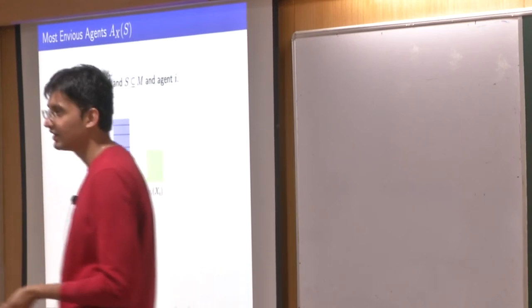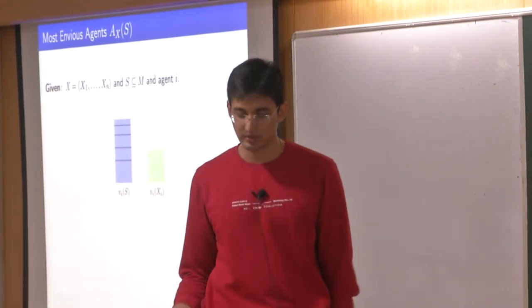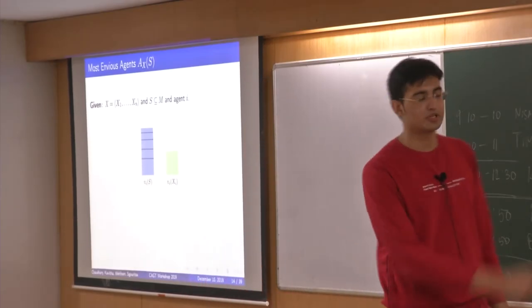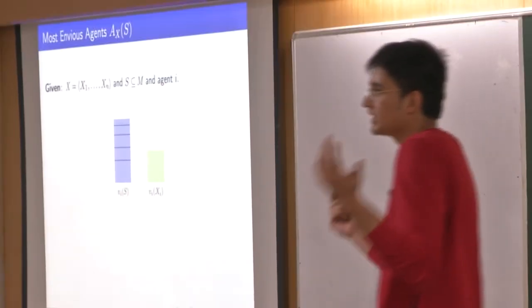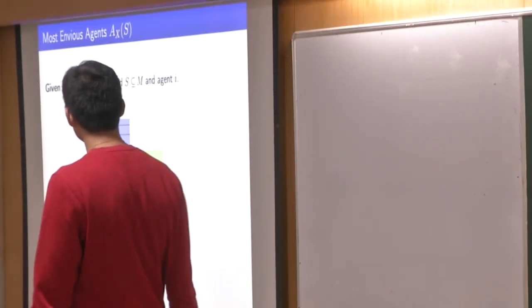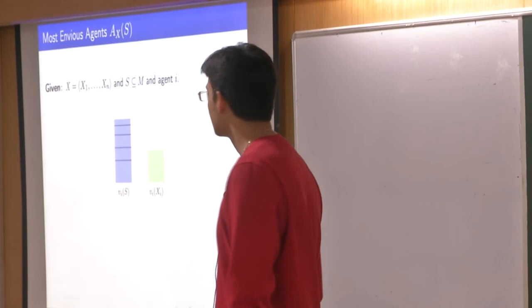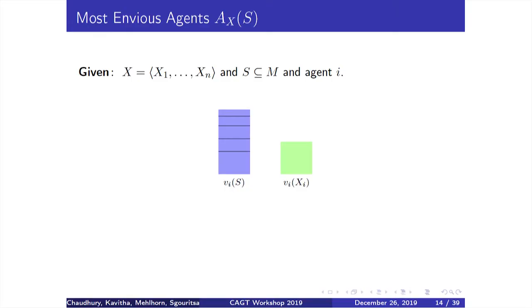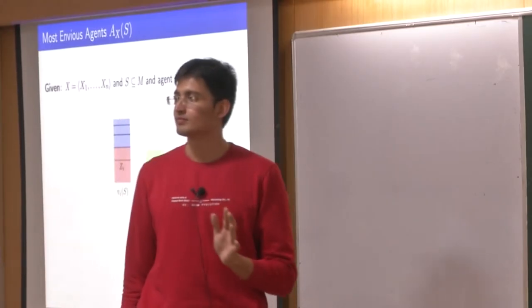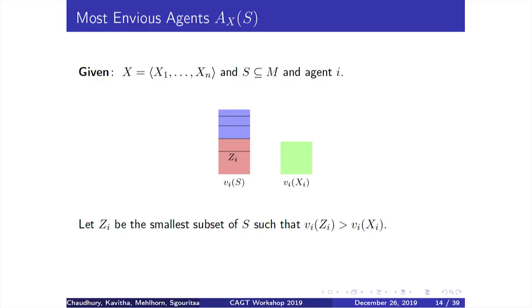Now, if I want to quantify the amount of envy from agent i to set S, the immediate approach would be to just look at the difference in valuations. That quantifies how much envy you have. But given that the underlying notion of fairness is envy-freeness up to any good, where you talk about envy-freeness after removal of goods, the more natural notion of quantifying the envy is looking at the smallest subset of S that agent i still envies. For instance, here S has 5 goods. He definitely envies 5 goods, but just these 2 goods are enough for him to envy this set. So Zi is the smallest subset of S that agent i still envies.